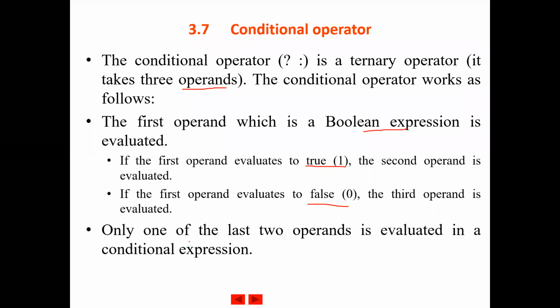So the first operand will anyway be a Boolean expression and it will be evaluated. And among the last 2, if it is true, the second operand is evaluated. If it is false, then the third operand is evaluated, right? Only one of the last 2 operands, the second operand or the third operand, is evaluated in a conditional expression.